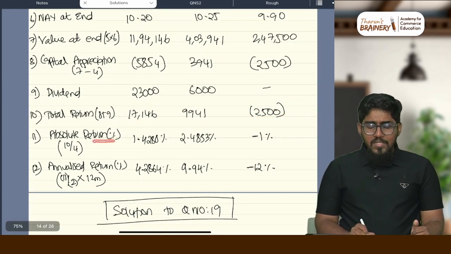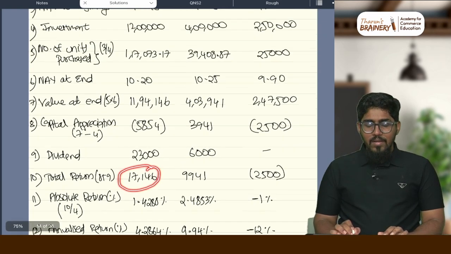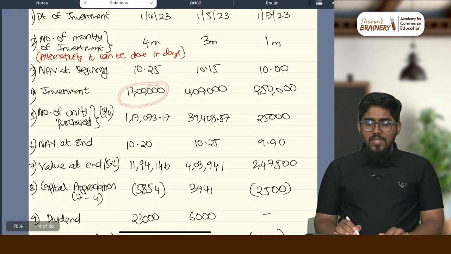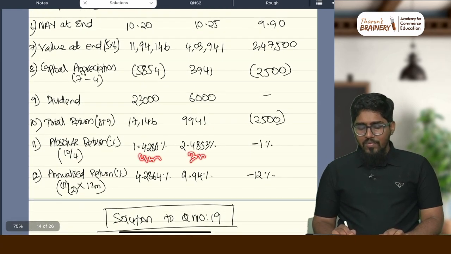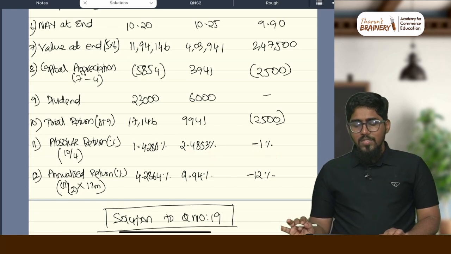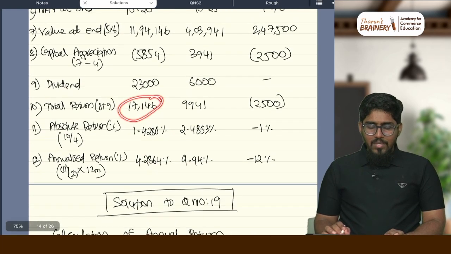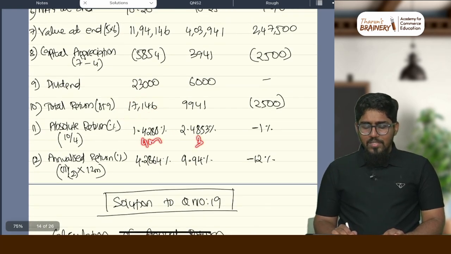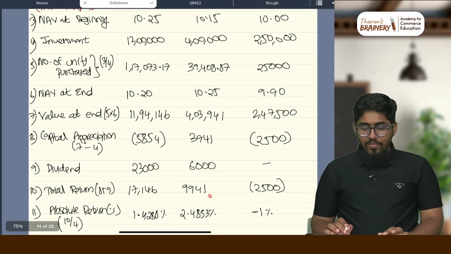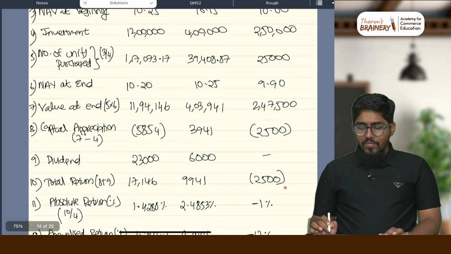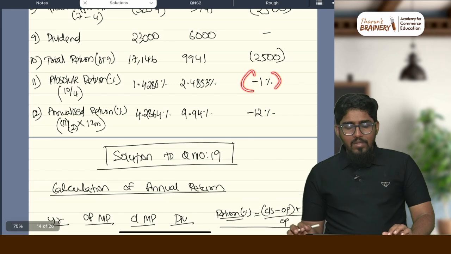What is my absolute return? Absolute return means the total return divided by the investment. This 17,146 divided by the investment is the return for 4 months, this is the return for 3 months, and this is the return for 1 month. So 17,146 by 12 lakh, 9,941 by 4 lakh, and 2,500 by 2,50,000 rupees, negative. So this is negative 1%.